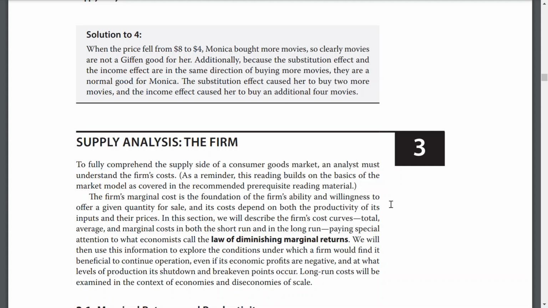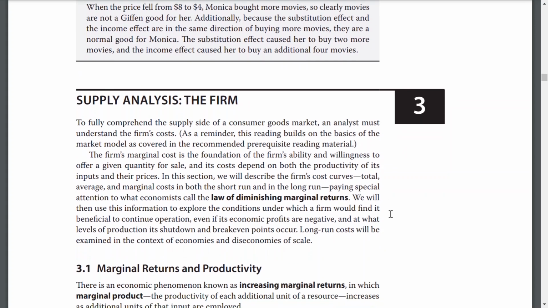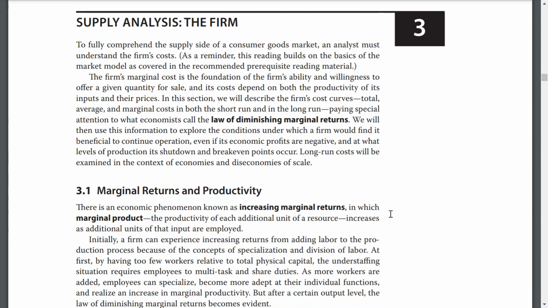In this section, we will describe the firm's cost curves, total, average, and marginal costs in both the short run and the long run, paying special attention to what economists call the law of diminishing marginal returns. As well, we will then use this information to explore the conditions under which a firm would find it beneficial to continue operations, even if its economic profits are negative, and at which levels of production its shutdown and break-even points occur. Long-run costs will be examined in the context of economies and diseconomies of scale.